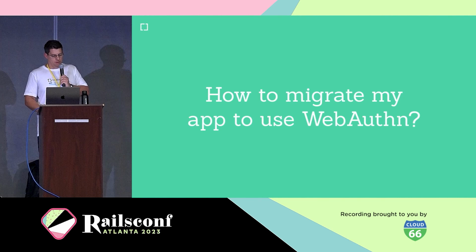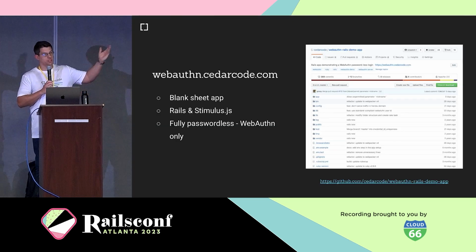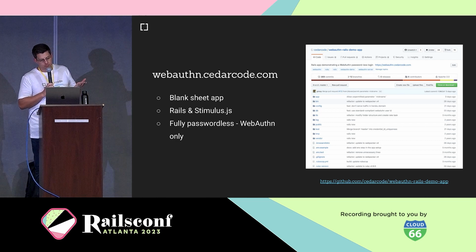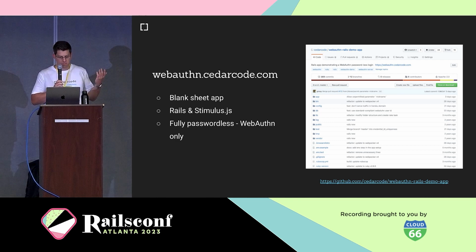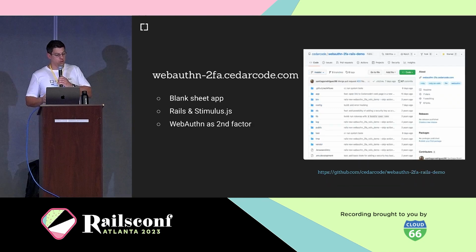We put together a series of blank sheet applications. This is one of them. This is the one that we have used for the demos, except for the demo we did using GitHub. It's a blank sheet application, just Rails and Stimulus. It's fully passwordless. You can also use this other one we put together, which is going to be using WebAuthn as a second factor, and still keeps the password.